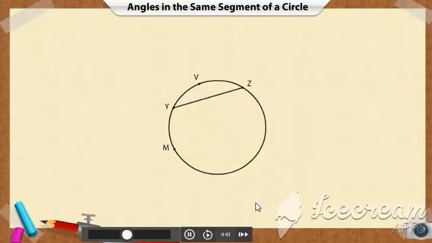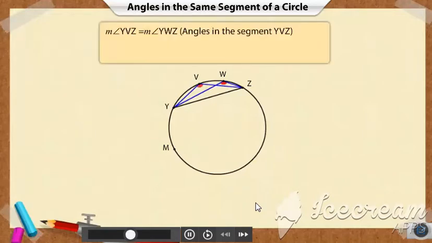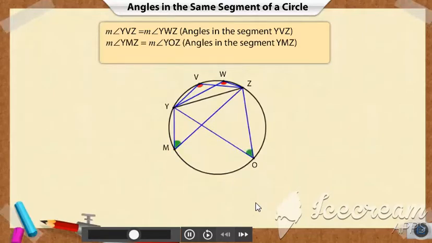Now, consider point W as shown. If we complete angles YVZ and YWZ and measure them using a protractor, we will find that their measures are equal. Similarly, if we consider point O and complete angles YMZ and YOZ, we will find that their measures are equal too. This shows that angles in the same segment of a circle are congruent.